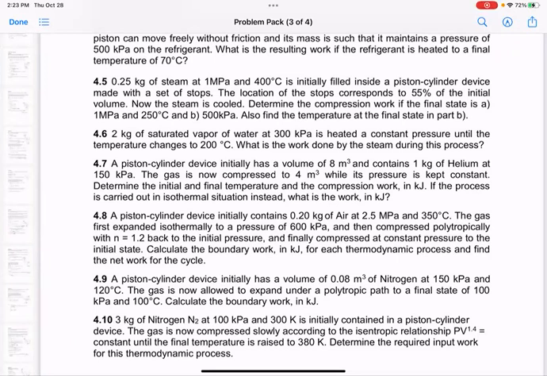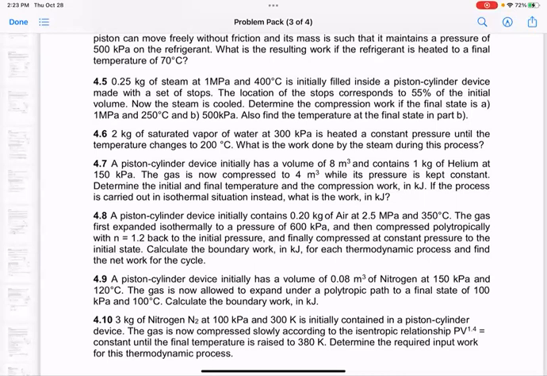The gas is first expanded isothermally to a pressure of 600 kilopascals and then compressed polytropically with n equals 1.2 back to the initial pressure, and finally compressed at constant pressure to the initial state. Calculate the boundary work in kilojoules for each thermodynamic process and find the net work for the cycle.